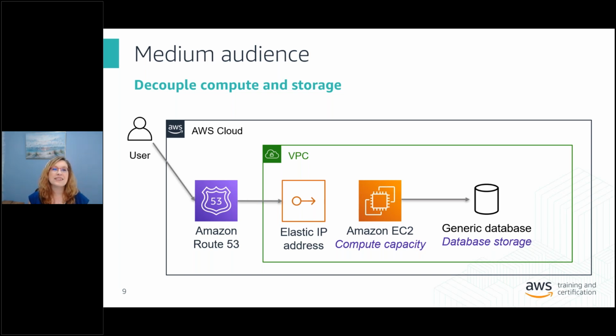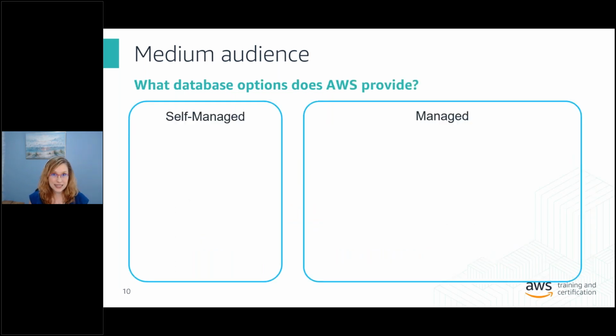Now, Amazon has a lot of different services that provide this database capacity. These services come in two broad categories, self-managed and managed databases. So does anybody want to take a stab at what a self-managed database would be here within AWS?